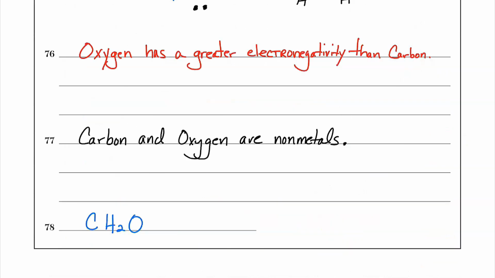Okay, so in any case, let's go to the booklet. So it's a 1 to 2 to 1 ratio, so CH2O, that's the formula. You could actually put them in any order too. We would take that as well. All right, so on to number 79.